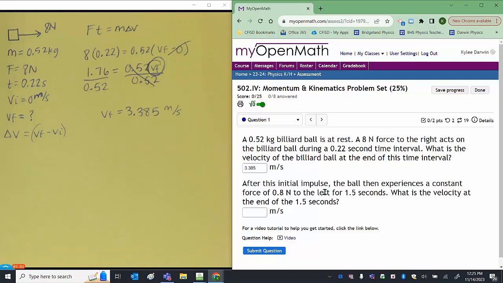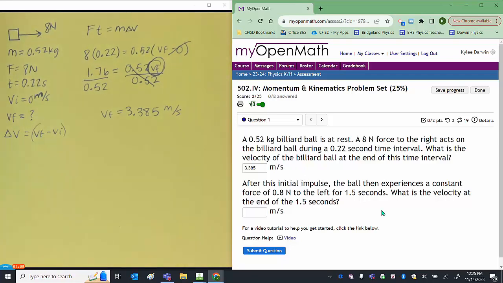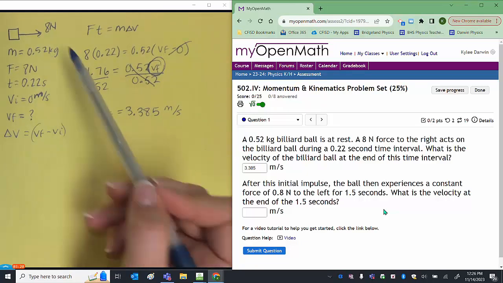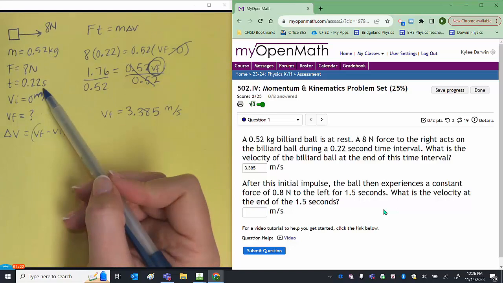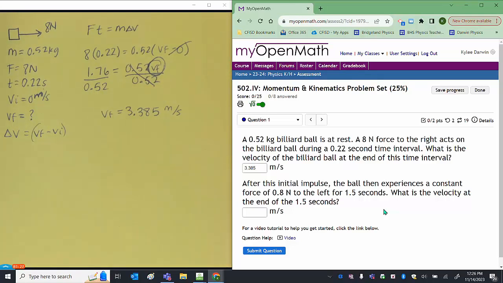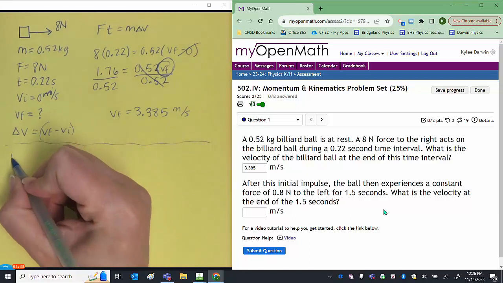3.385. Now, after that initial impulse, after this collision happens, the ball then experiences a constant force of 0.8 newtons to the left for 1.5 seconds. What is the velocity at the end of the 1.5 seconds? So we no longer have this force, which means we no longer have the time that's applied. We no longer have the same change in velocity. We're looking at a different scenario, but it is still involving the same billiard ball.